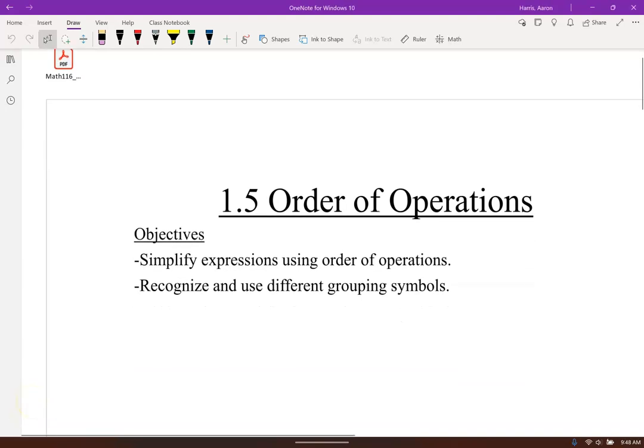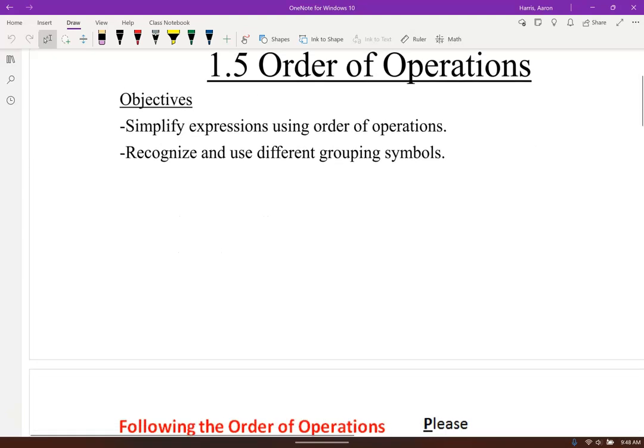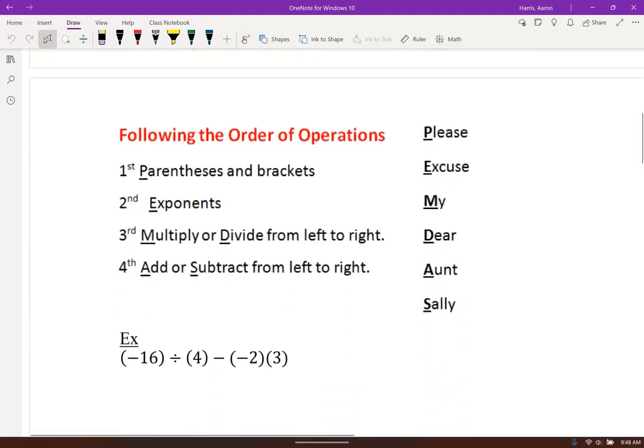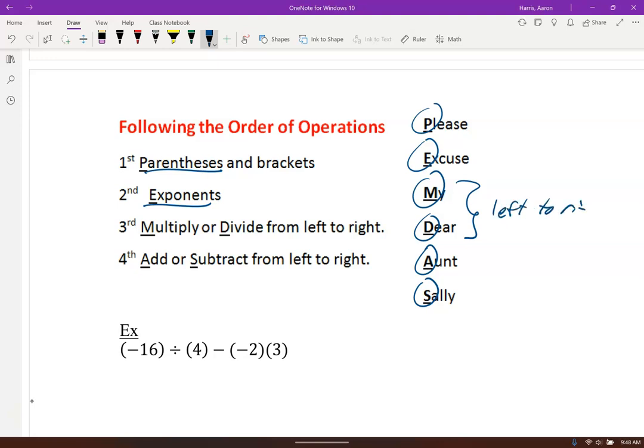So order of operations, we're going to simplify expressions using that order of operations and recognize and use different grouping symbols. Do you guys remember, please excuse my dear Aunt Sally? It says do parentheses first, then do exponents, and then multiplication and division from left to right at the same time. And then addition and subtraction from left to right. So please excuse my dear Aunt Sally.